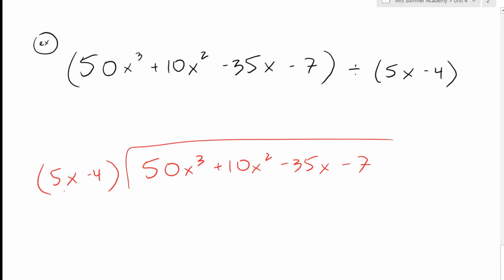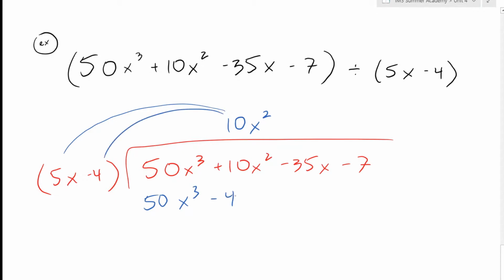I have 5x. I need to make 50x². So if we're going from 5 to 50, I need to multiply by 10. To go from x to x² or x³, I need to multiply by x². So let's trace it out. 10 times 5 is 50. x² times x is x³. And then the second one, negative 4 times 10 is a negative 40x².